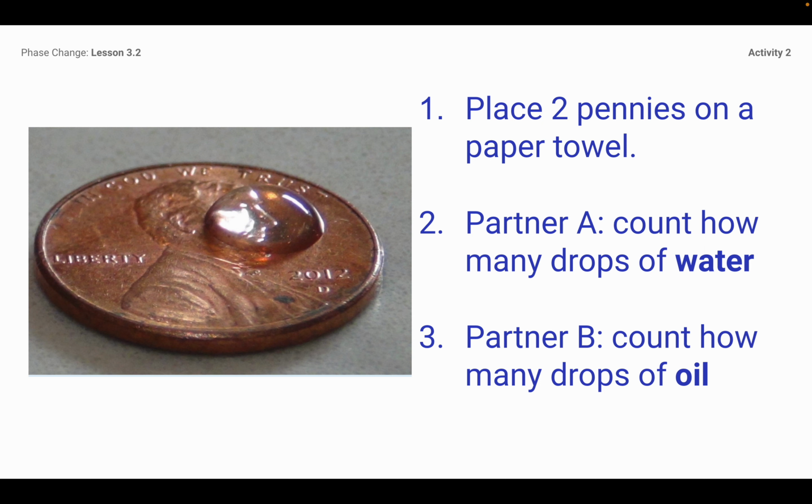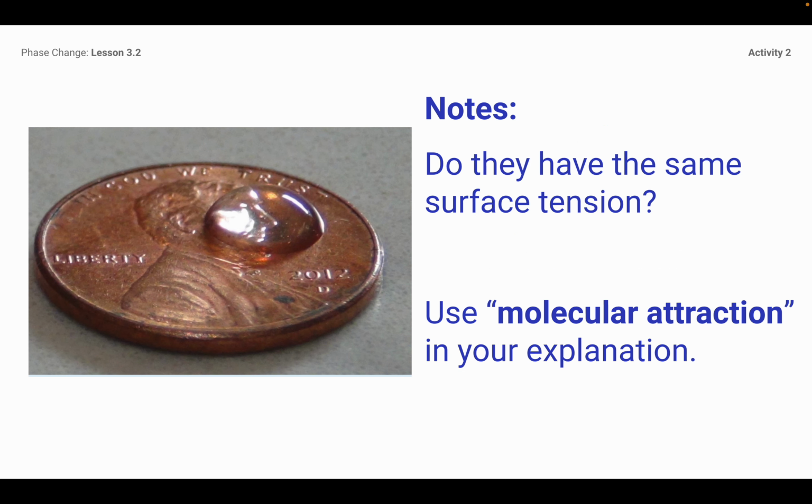So the directions are to put 2 pennies on 2 different paper towels, and in class the kids worked with their table partner. So partner A's job was to count how many drops of water he or she could fit on that penny without it spilling over. And then partner B counted how many drops of oil they could put on without it spilling over. And we're trying to see, are they the same? And which one do you think was more, if they're not the same, and why?